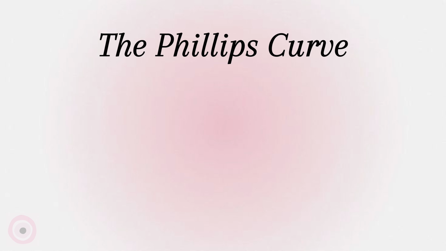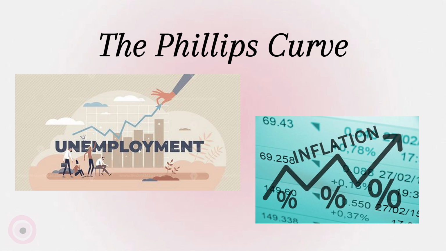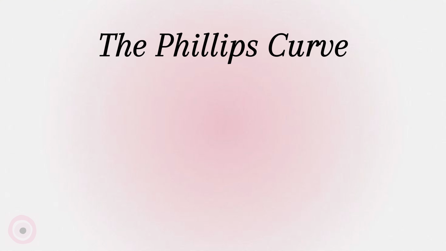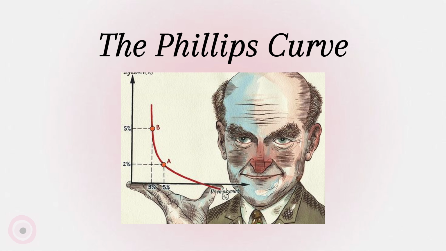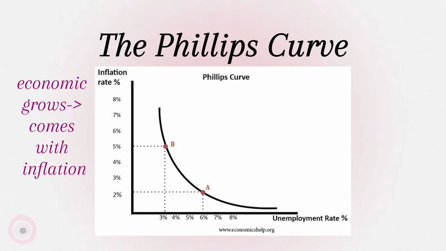The Phillips curve. People thought that there was an economic trade-off between unemployment and inflation, like a correlation. This was described with the Phillips curve. This idea was when government spending increases to reduce unemployment, then inflation increases, and vice versa. A little bit in depth: when there is economic growth, it comes with inflation, which leads to more jobs and less unemployment.